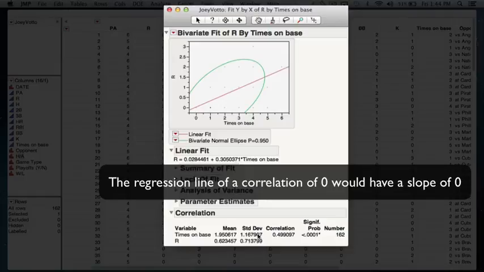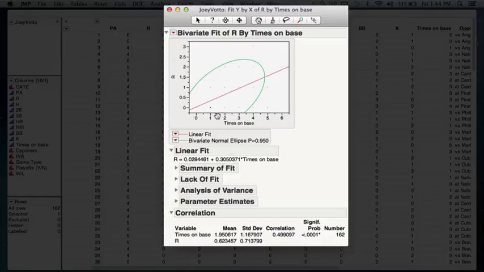Additionally, if there was a negative relationship between runs and times on base, which is impossible with this example, but let's just say every time Joey Votto got on base once, he scored 3 runs. Every time he got on base twice, he scored 2 runs. And every time he got on base 3 times, he scored 1 run. The correlation would be -1, because every point would perfectly fall on that negative line. Correlations are bound. They can only be between -1 and +1. So a correlation of 0.5 is actually pretty good and pretty substantial.